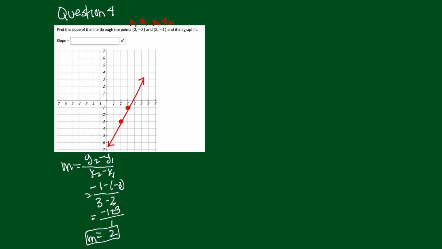If I start at this point down here and go from this point to this point, what kind of horizontal and vertical changes do I have to make? I'm going to go to the right 1, up 2. So the slope is the vertical change over the horizontal change. The horizontal change is going to be 1, from here to here, and the vertical change is up 2. So you can see the slope is 2.